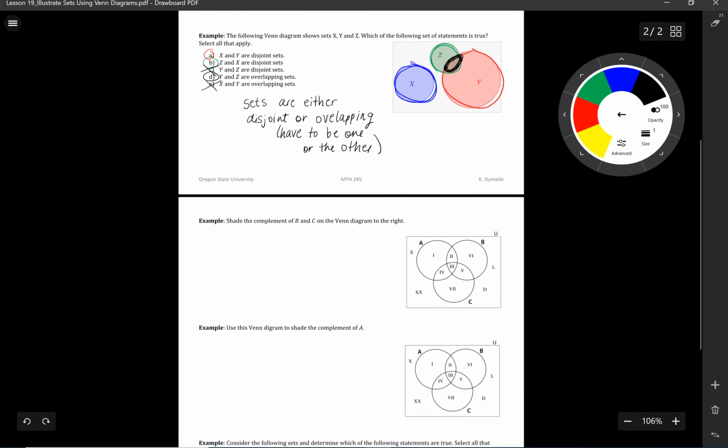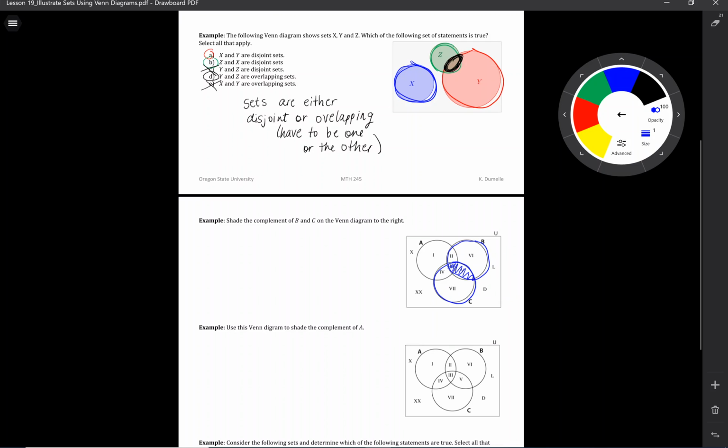All right, let's look at our next example. Shade the complement of B and C on the Venn diagram to the right. So I have B here, and I have C here. B and C are overlapping sets. They have this little thing in common right here. So I want to shade the complement of B and C.